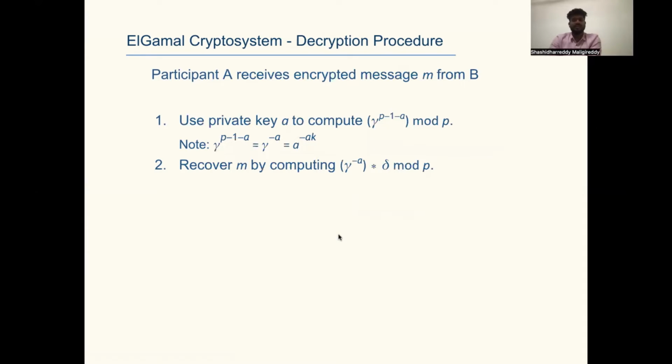Now we'll discuss the decryption procedure. Here Bob receives the encrypted message from Alice. Using his own private key a, he computes gamma power p minus 1 minus a mod p. Recover M by computing gamma power minus a times delta mod p. After computing, we receive the decrypted message. After this whole procedure, we receive the message that was sent by Alice to Bob in a secret way, without losing any message and without anyone interfering in between.